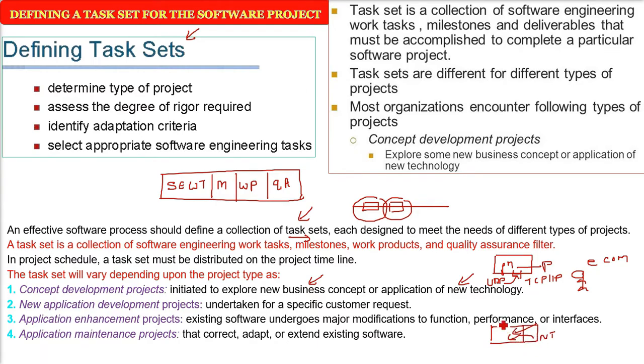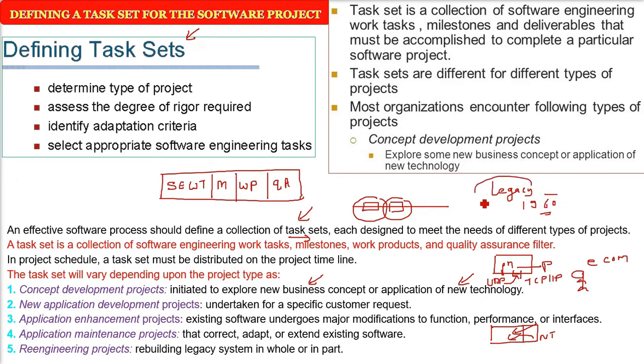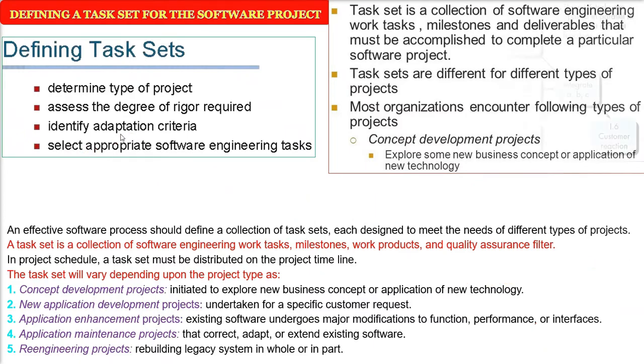Okay. Now this is the fourth one. Finally, the re-engineering projects. Re-engineering projects, that is, there is already a software which is being used that is called a legacy software, 1960s, 1970s like that. Now if you want to rebuild this system as a part or as a whole, means completely or some part has to be rebuilt.